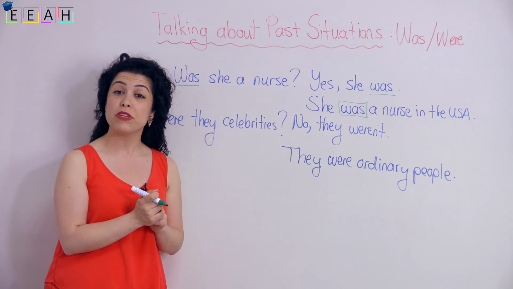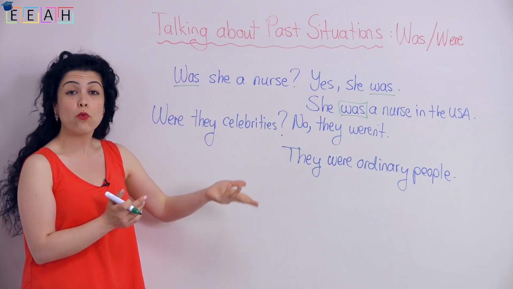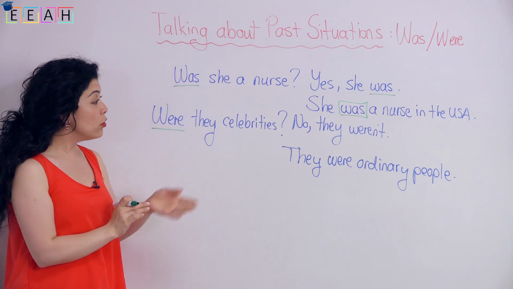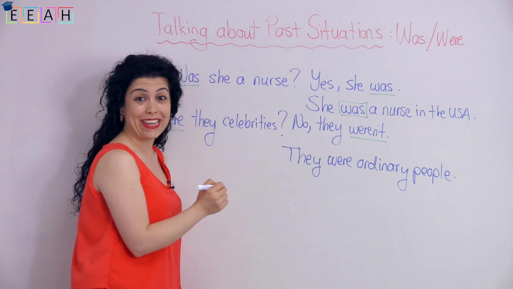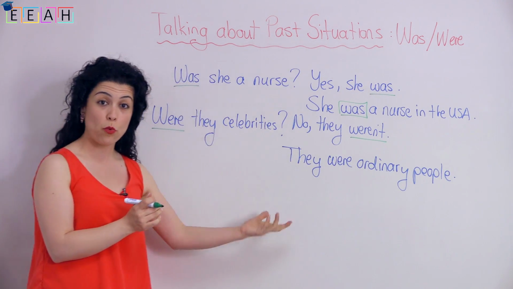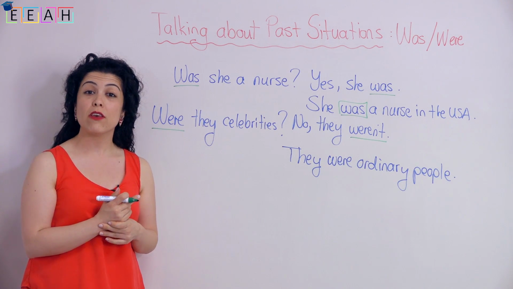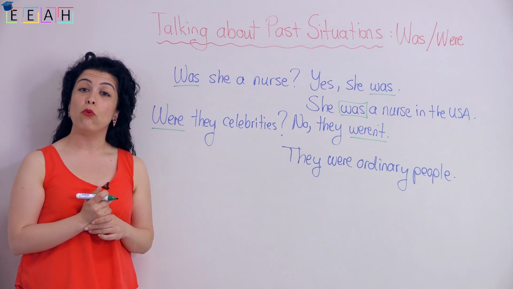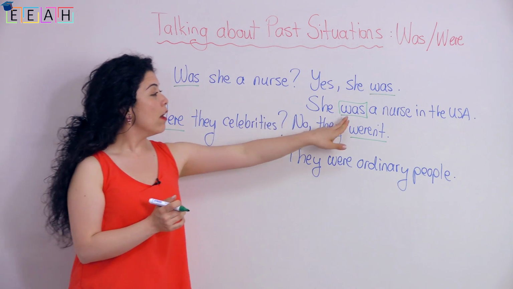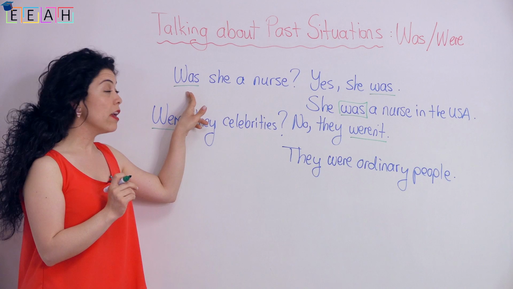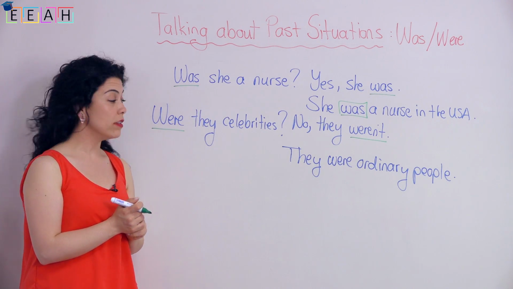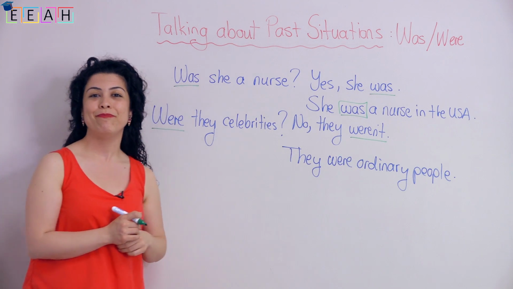Another one, think about those famous people again. Were they celebrities in the past? No, they weren't. Were they? Were they? No, they weren't. Is the negative form, weren't. Okay, when you want to form a positive sentence again with were, it's the weak form, so we say were. They were ordinary people. They were ordinary people. So keep that in mind. Here we have were and here we have weren't.